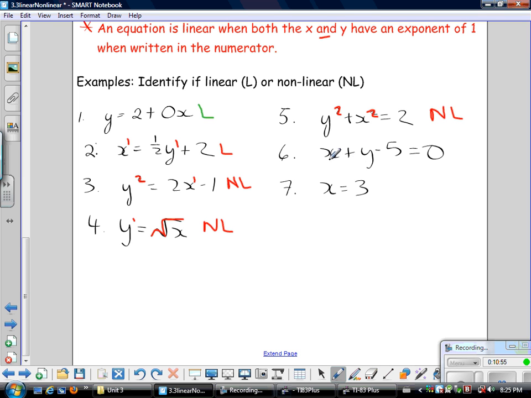And here again, I'm only looking at the variables. I'm not looking at the constant numbers. X is to the power of 1, y is to the power of 1, so it is linear. And finally here, I only have x's, and it's to the power of 1, so that means it's linear. So it is possible, such as in example 1 and 7, that they could have written number 1 as y equals 2, and you wouldn't see that 0x. It's the same here. We don't see the plus 0y, but you can see that what we have is an exponent of 1, so that's why it's linear.